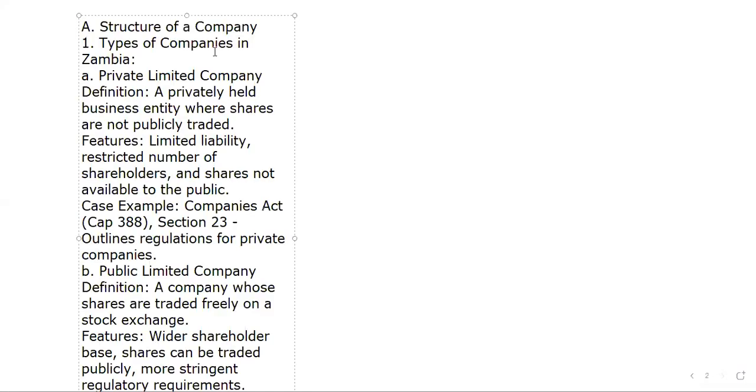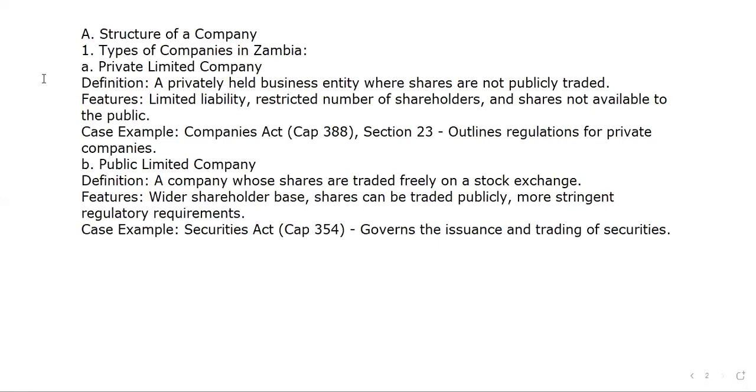So there are two types of companies that you need to know of. We have what we call private limited companies and what we call public limited companies. By definition, a private limited company has shares that are not publicly traded on the stock exchange. So whenever a company has to be incorporated, of course, through PACRA, you have two options of either having what we call a private limited company or a public limited company.